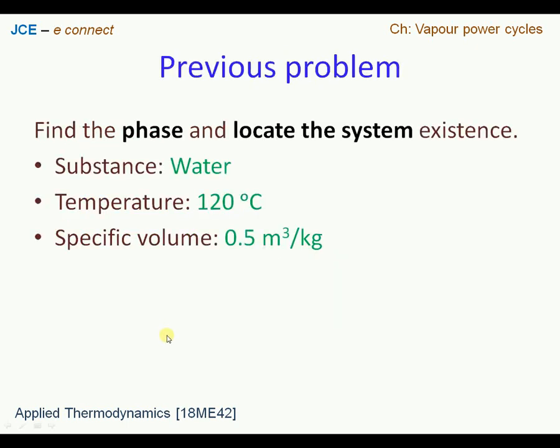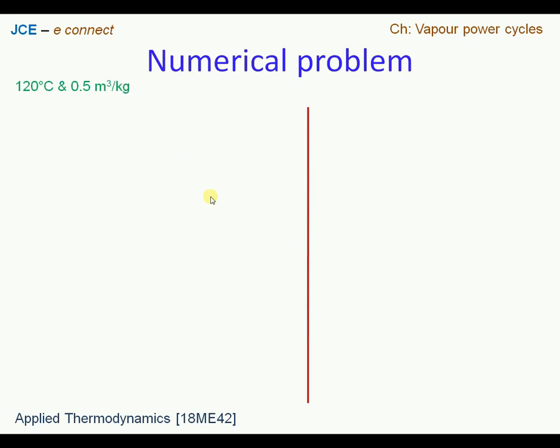Before we proceed further, I would like to stress one of the problems which I took up in the previous class. We were solving a problem to find the phase and to locate the system's existence. Given that the working fluid is water and it is existing at a temperature of 120 degrees Celsius with a specific volume of 0.5 meter cube per kg. Since temperature is given and pressure is not given, one has to go ahead with the temperature entry method. In the temperature entry method, the temperature curve has to be fixed, therefore the plot will be a PV plot.